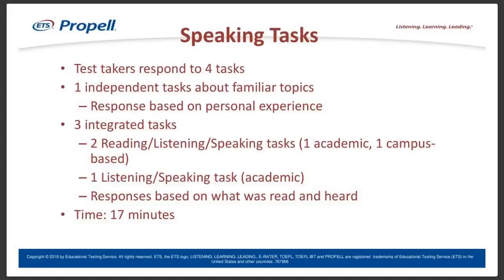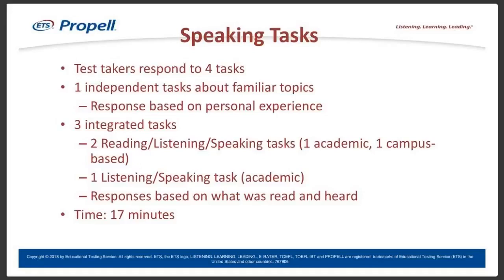Another example could be: which one would you like to choose for your final project? Giving a presentation, writing a paper, or creating a video. The test taker needs to respond to this question within 45 seconds, and they will get a preparation time of 15 seconds. So that is one independent task.